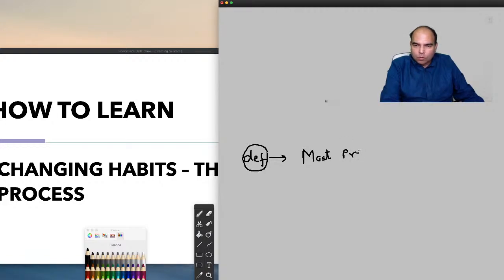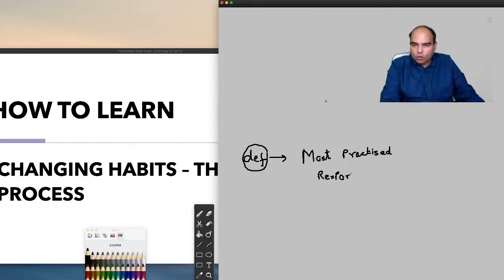So, if you have picked up suboptimal habits during your life, then the issue becomes that you want to actually resolve them or change them.